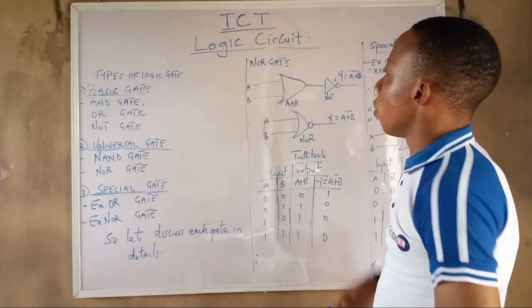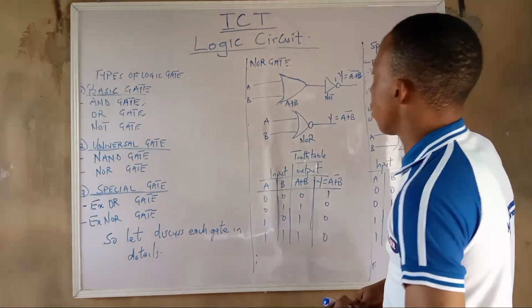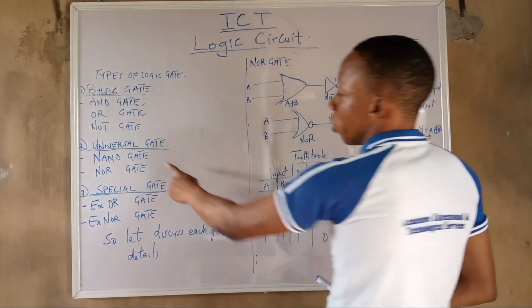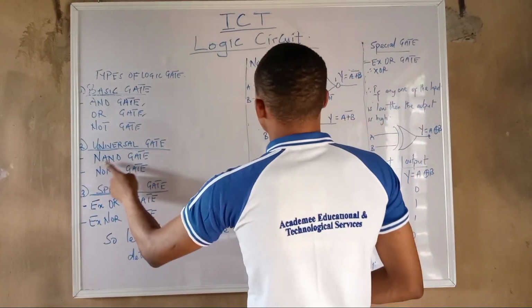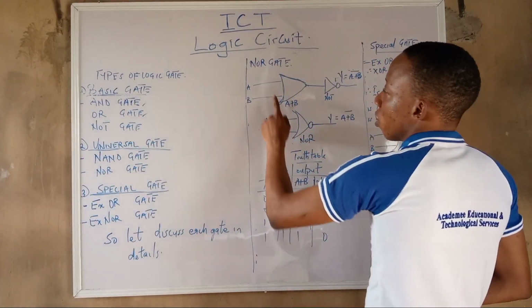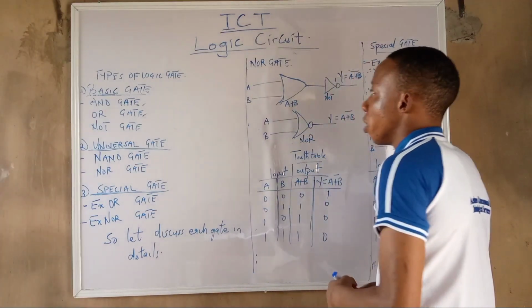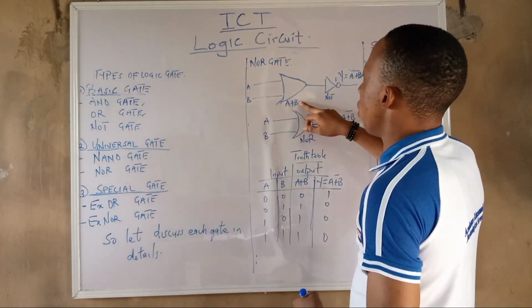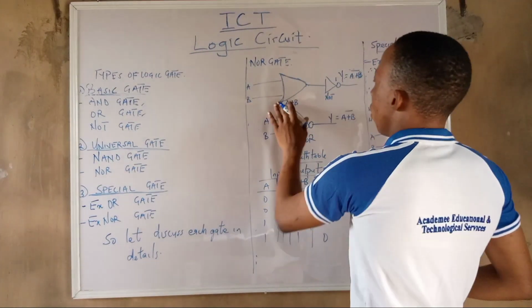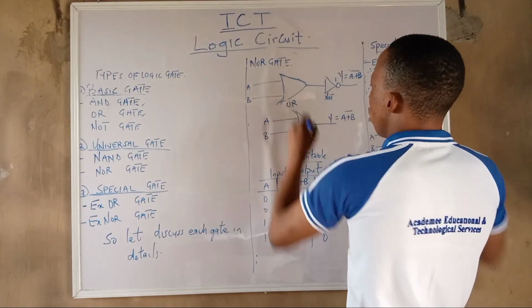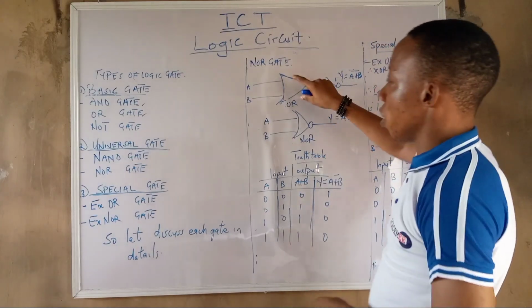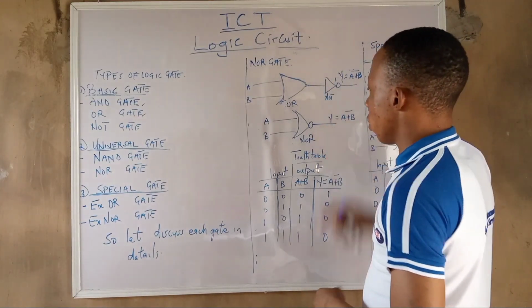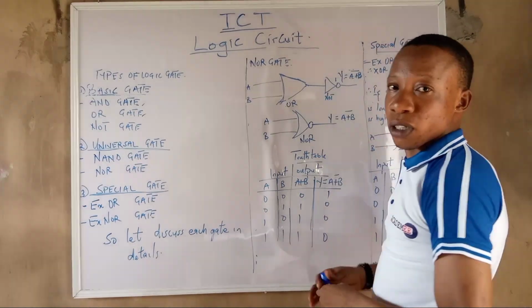The next one is the NOR gate. Like I said when we were discussing the NAND gate, it's the combination of NOT and the AND. Same thing for this NOR gate: it's a combination of your OR gate and your NOT gate. So this is the diagram. You can draw it this way or this way. It's still the same thing.